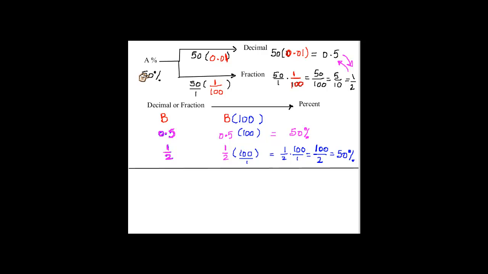But if I have 33 and 1/3%, let's take a look at this example. You want to convert 33 and 1/3% to decimal and fraction. Okay, which route would be easier to follow, Richard?